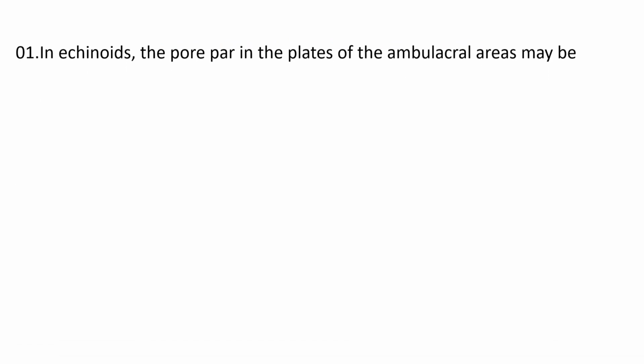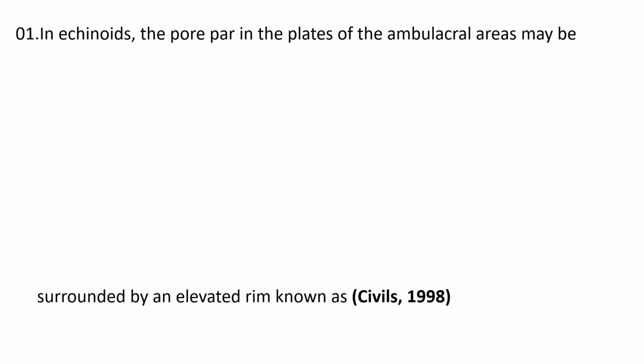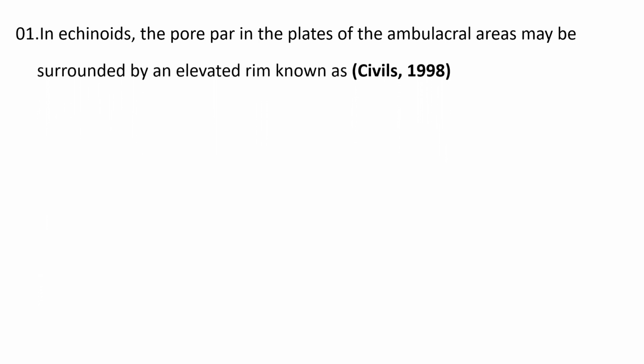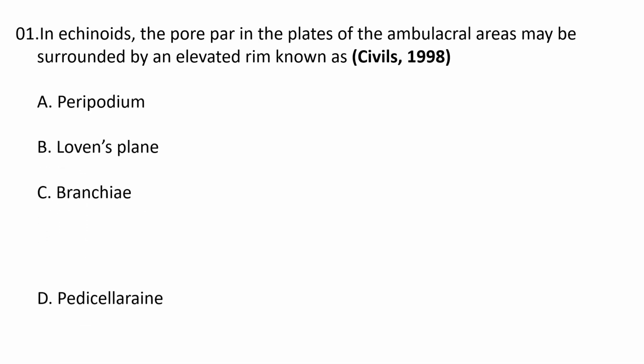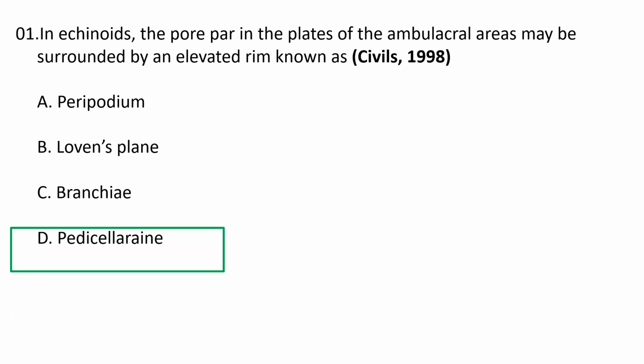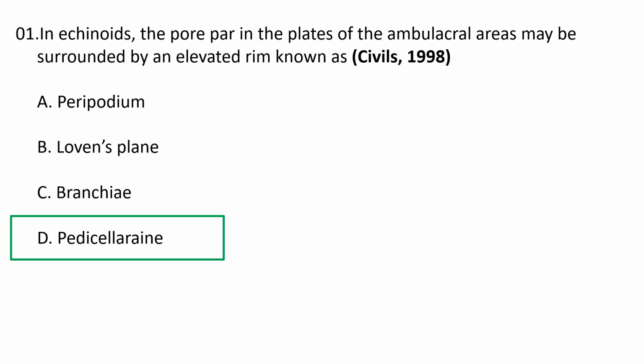In echinoids, the pore pair in the plates of the umbilical areas may be surrounded by an elevated rim known as, this was the question asked in civil services exam 1998. A. Peripodium, B. Lobenspleen, C. Branchiae, D. Pedicellarian. So the correct answer is D. Pedicellarian is the pore pair in the plates of the umbilical areas which are surrounded by an elevated rim.